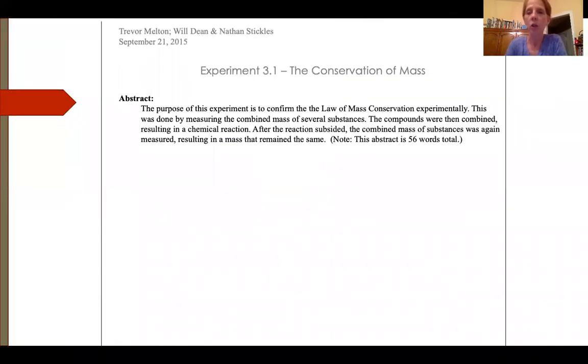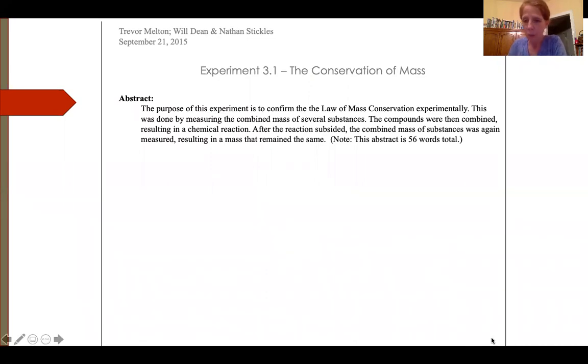For the conservation of mass experiment, here's a good abstract. The purpose of this experiment is to confirm the law of mass conservation experimentally. This was done by measuring the combined masses of several substances. The compounds were then combined, resulting in a chemical reaction. After the reaction subsided, the combined mass of substances was again measured, resulting in a mass that remained the same.